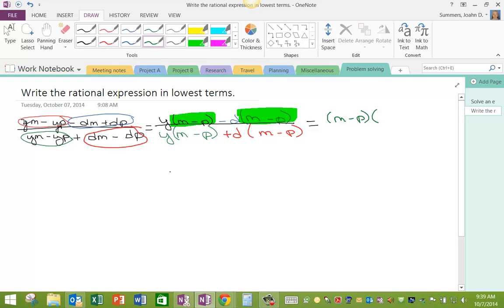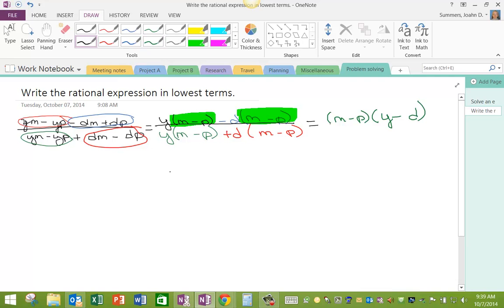I'm taking out the m minus p. Now what is left from the first term? A y, so I'll put the y. What's left from the second term? The minus d, so I'll put my minus d. So now I've factored the numerator. So ym minus yp minus dm plus dp is m minus p times y minus d.